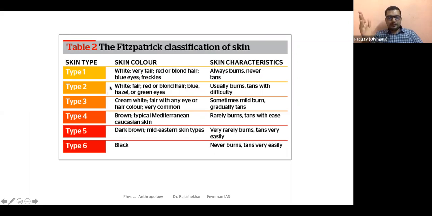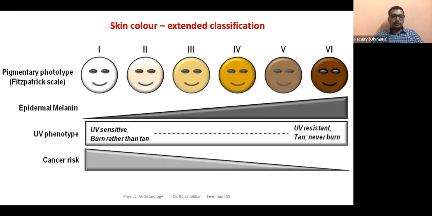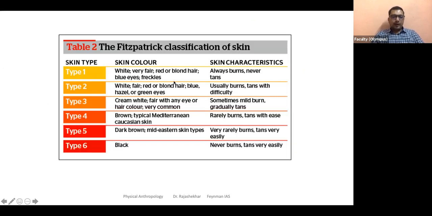Basically, more patterns, nothing else. So white, very fair, white, fair, creamy white, brown, dark brown, black. If you just show the way I've shown you here, that would be sufficient. 6 groups: white with very fair, fair, creamy white, brown, dark brown, black. Expansion to what we have seen basically.